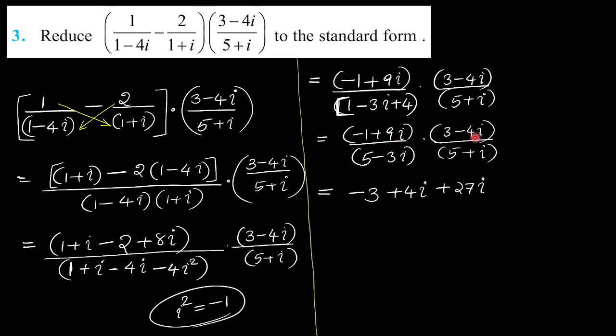9i into minus 4i. 9 into 4, 36, right? So 9i into minus 4i will be minus 36i square. Denominator, I am going to multiply, opening the bracket.